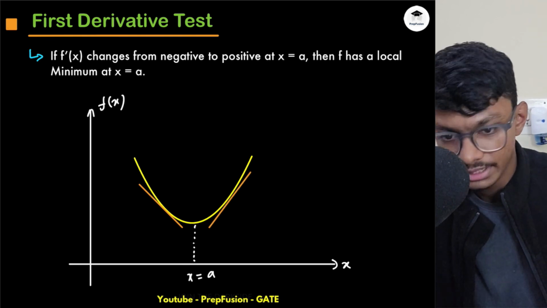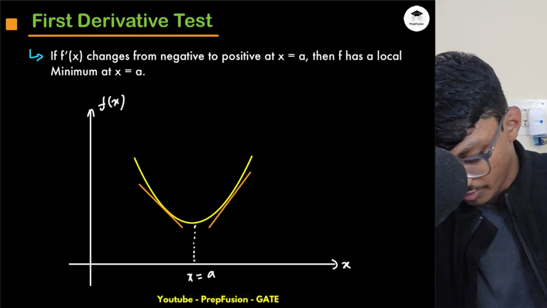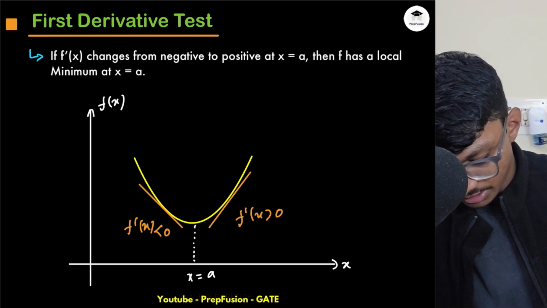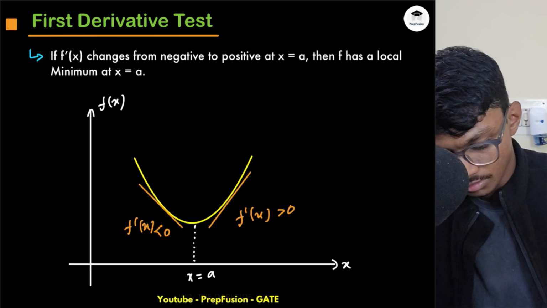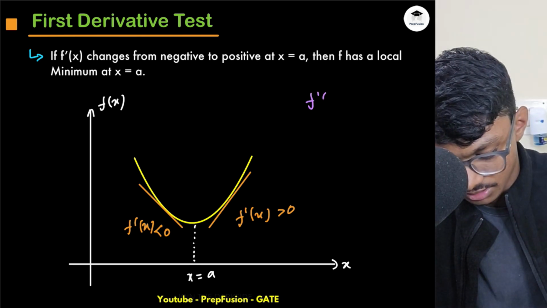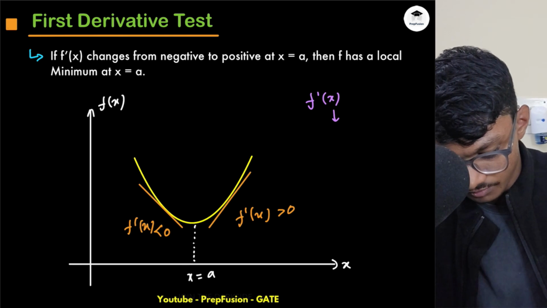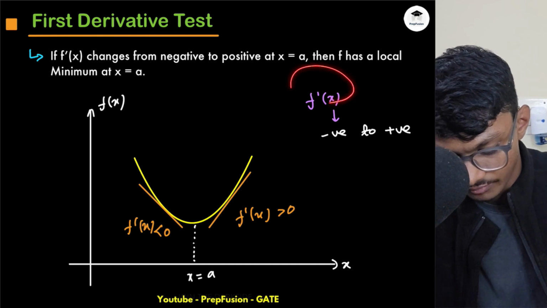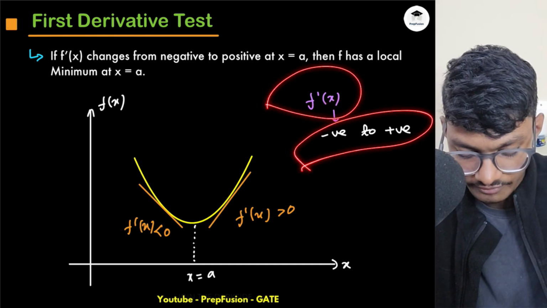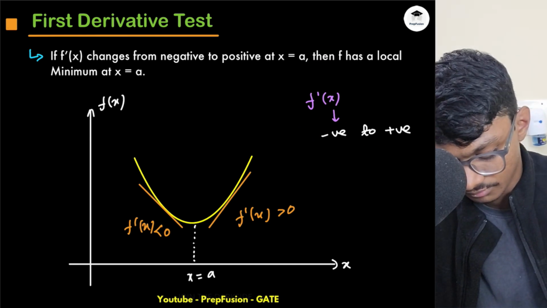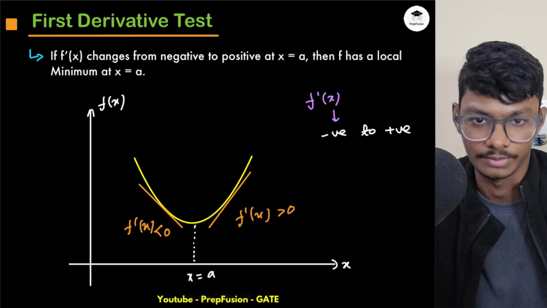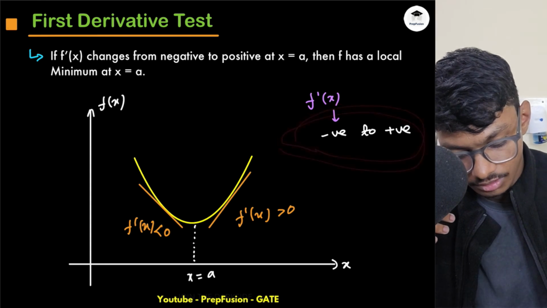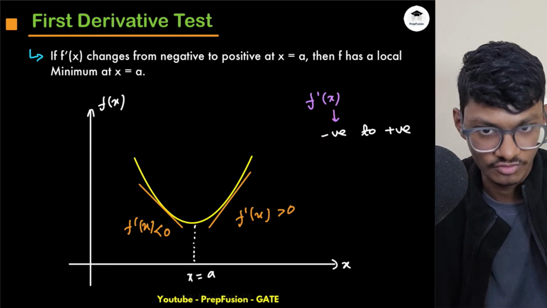That if my f dash of x is moving from less than 0 to greater than 0, so basically I can say f dash of x is moving from negative to positive, right? So if my f dash of x is moving from negative to positive, I will have a point of minima, because at some point it will be 0, and this means my f dash of x is moving from negative to positive.